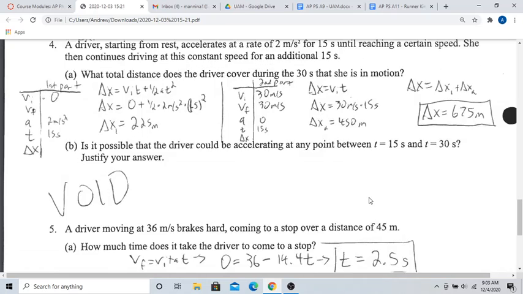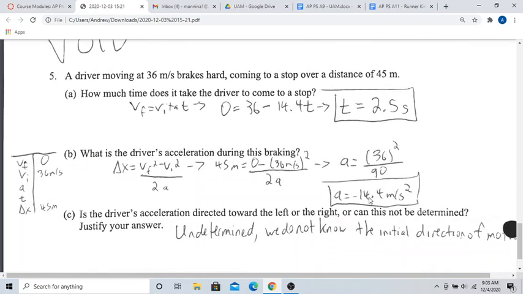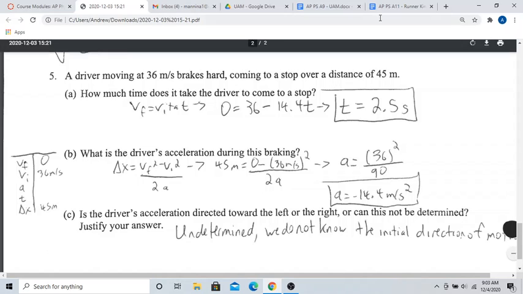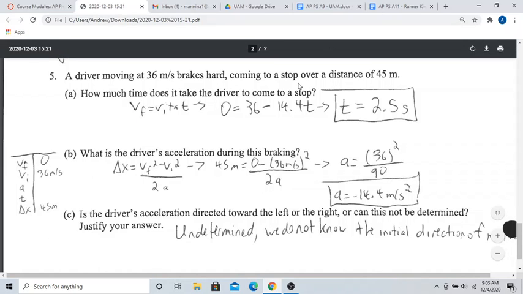All right, so here are our answers. How much time does it take the driver to come to a stop? I got 2.5 seconds. Again, I start by drawing my chart. At this point, I think it's pretty clear. You can kind of see where I'm getting all this information from. The main thing is that the reason I know VF is 0 is because it says it comes to a stop.